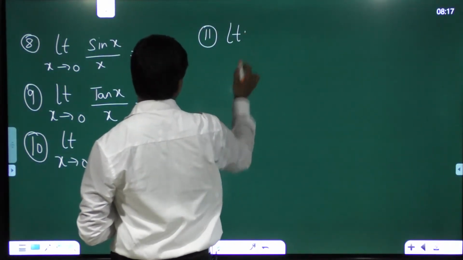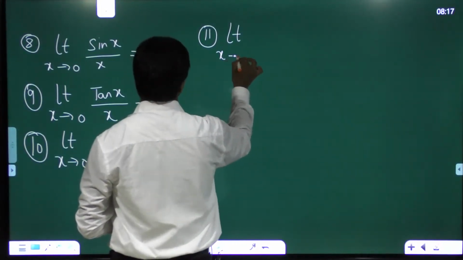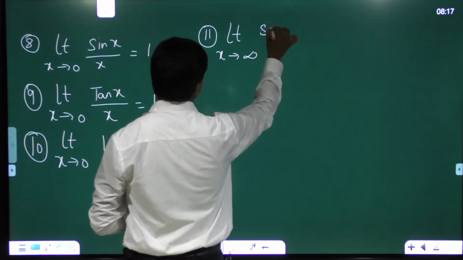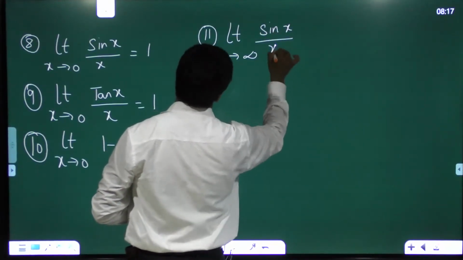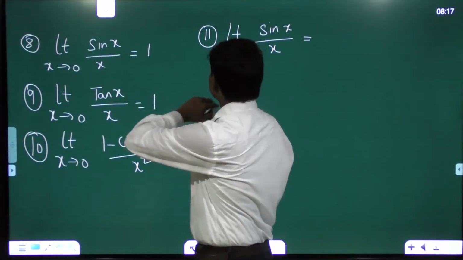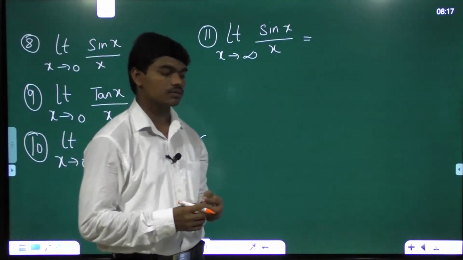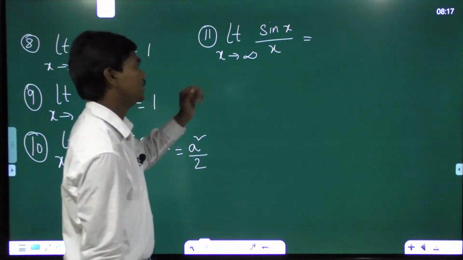Could you guess what could be this limit? x tends to infinity, sin x by x. Could you guess what could be the answer for this limit? Because this is a standard limit. Generally, you might know the 8th limit. But now, what's the answer for the 11th limit? Limit x tends to infinity, sin x by x. Yeah, correct, Sliva. It's 0.